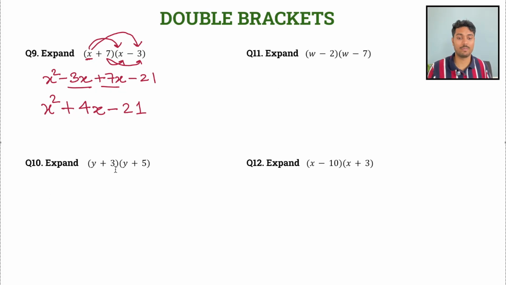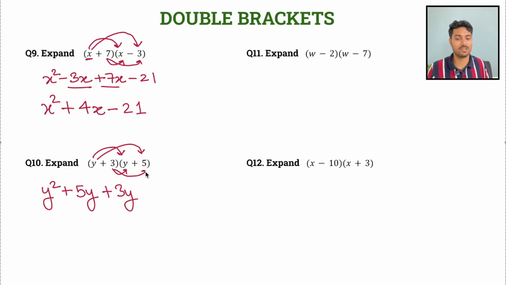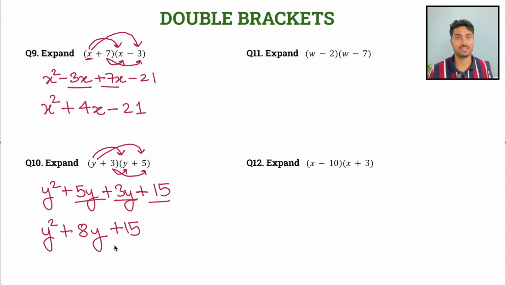y plus 3, y plus 5. So again, first term with first term, so y into y, y square. First term with second term, y into 5, 5y. Second term with first term, so 3y. And second term with second term, so ये हो जाएगा 5 3s are 15. Now again, y square हम as it is लिख देंगे. There are two like terms, 5y and 3y, both are positive, so 5 plus 3, 8y, and 15 again as it is. So that's the answer, y square plus 8y plus 15.